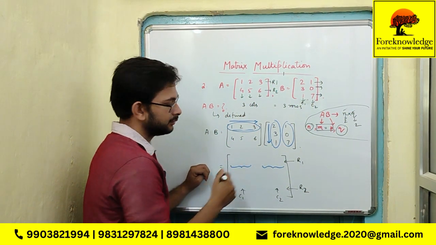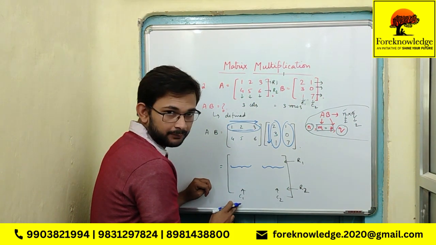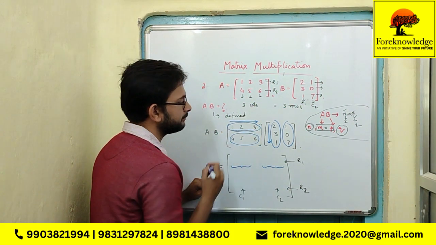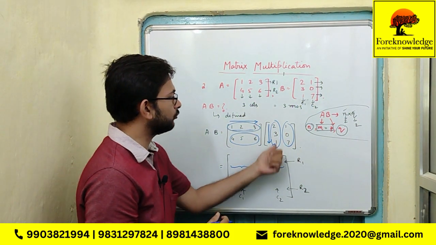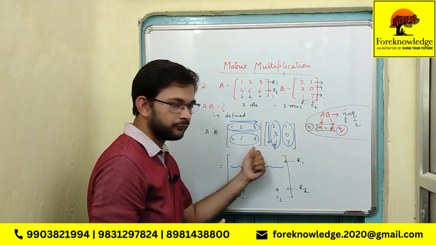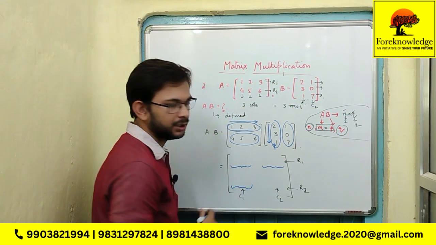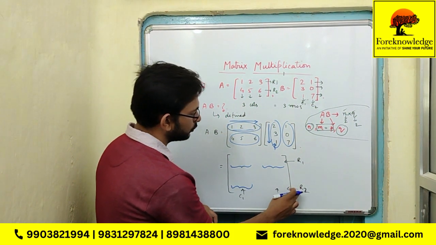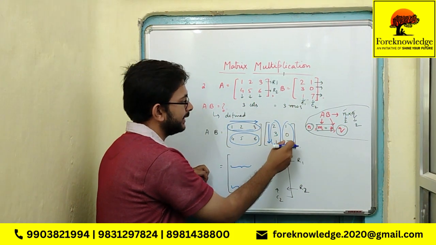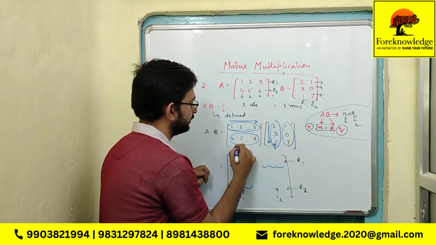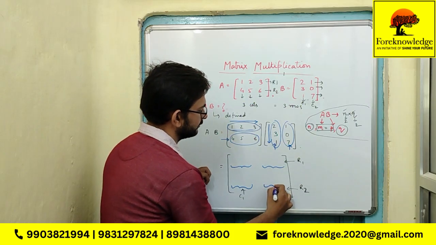For the third one, this is row 2, column 1. So row 2 of the pre-multiplier and, sorry, column 1 of the post-multiplier. Row 2 of the pre-multiplier and column 1 of the post-multiplier. And the fourth one is row 2, column 2. So row 2 of the pre-multiplier and column 2 of the post-multiplier.